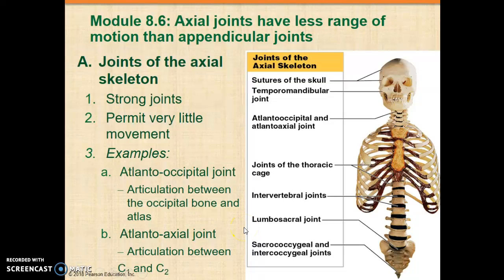It probably won't surprise you that axial joints have less range of motion than appendicular joints. The joints of the axial skeleton are very strong joints, permitting very little movement. For example, the atlanto-occipital joint. This term refers to the joint between the atlas and the occipital bone. These words are very expressive about where they are located.